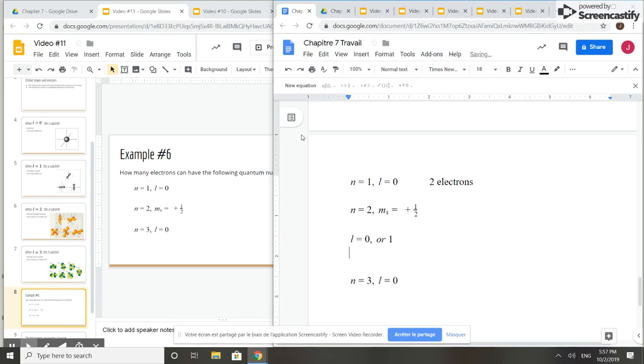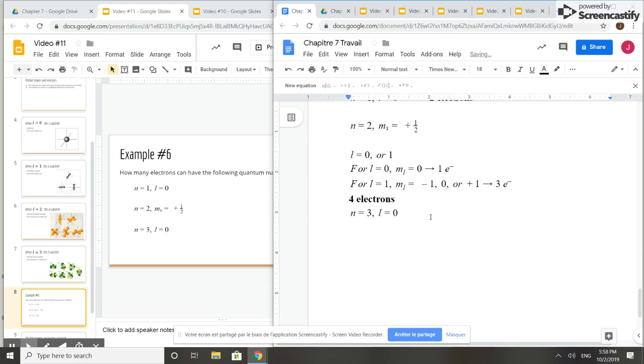So that means for l is equal to 0, then I have m sub l is equal to 0. For l is equal to 1, I have that m sub l is equal to -1, 0, or +1. But then I see that it's m_s is equal to plus 1/2. So rather than having 2 electrons for every one of these m sub l values, I only have 1. So I've got 1 electron for my l is equal to 0. I have 3 electrons from my l is equal to 1. So that brings me to a total of 4 electrons.